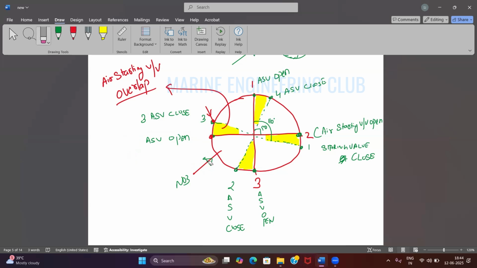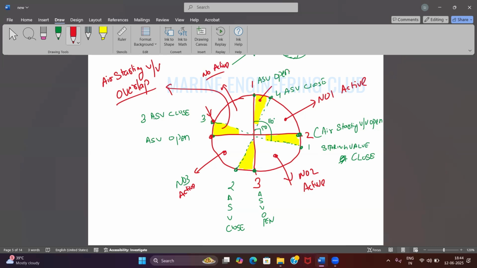Take any position in this, okay? You take this position here, my number 1 is active. Agreed? You take this position here, my number 2 is active. Yes, sir. You take this position here, number 3 is active. At this position, number 4 is active. Yes, sir. Now you take the shaded regions. Here, number 1 and number 4 both are active.